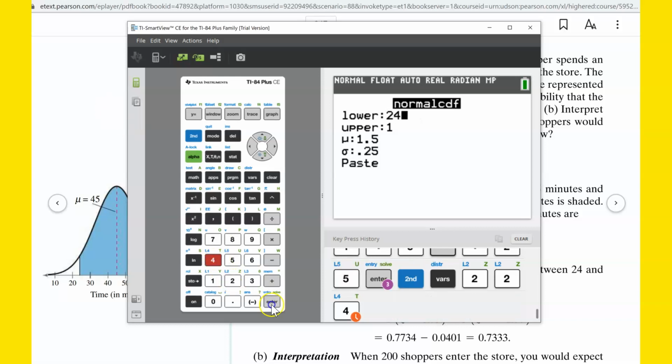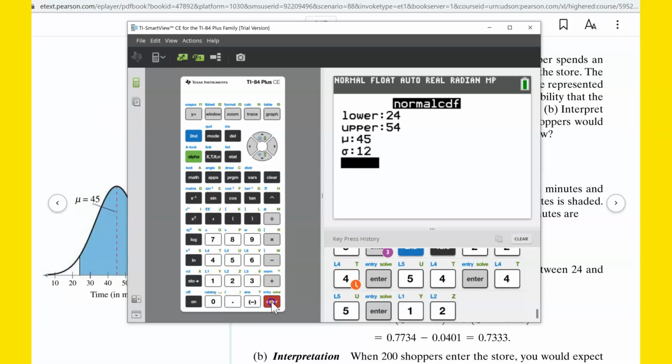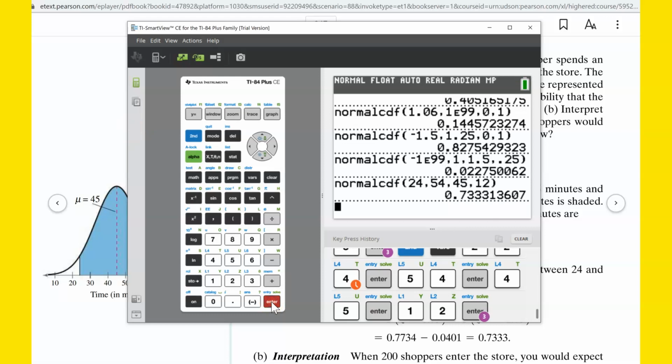And the upper bound is 54. Simple. The mean, do you remember what it said? It was 45 minutes. The standard deviation was 12 minutes. And that's how we do it. Man, that's really simple, isn't it? I hope you enjoy how simple this is. 0.7333, or about 73% chance that the shopper will spend somewhere between 24 and 54 minutes in the store.